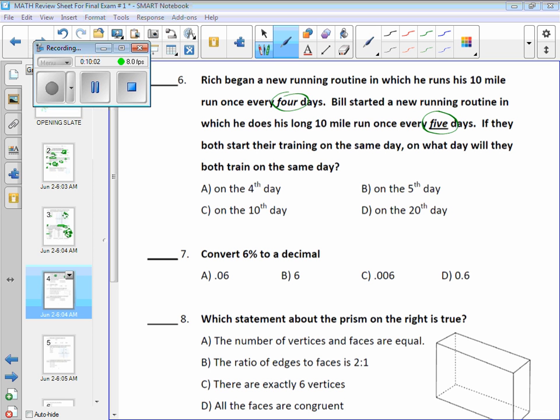So the way I'm going to just demonstrate it, count by 4s. 4, what comes next? Then I'm actually going to stop at 20 because you'll see that's where you're going to wind up matching. Count by 5s.